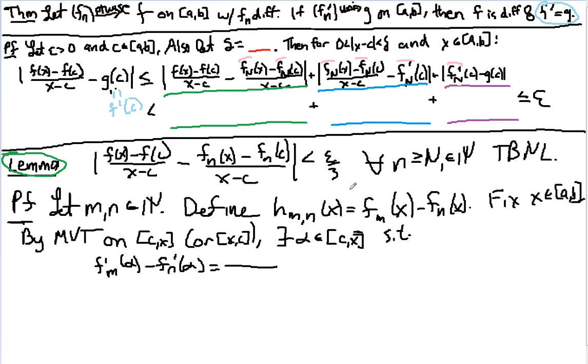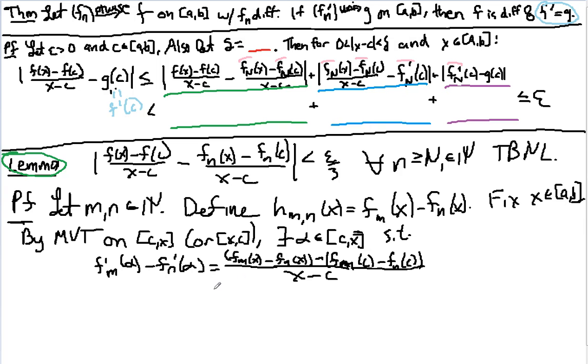Define these functions fm minus fn and temporarily fix any x in there. By the mean value theorem on [c, x], there exists an alpha such that f prime m minus f prime n evaluated at alpha is equal to fm of x minus fn of x, which is really my h evaluated at x minus my h evaluated at c. That should be fm of c minus fn of c over the length of the interval.